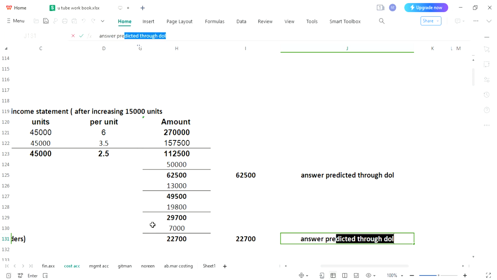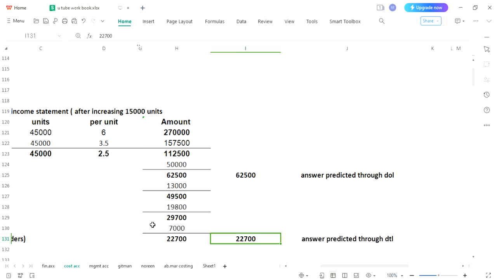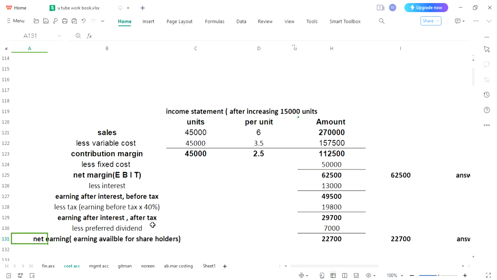predicted through degree of total leverage. Degree of total leverage, this was your predicted answer, and manually you have calculated the same answer. What have you learned from it? Through DOL, degree of operating leverage, you can predict your earning before interest and tax. Through degree of total leverage, you can predict your net profit, net earning as well. Please repeat it.